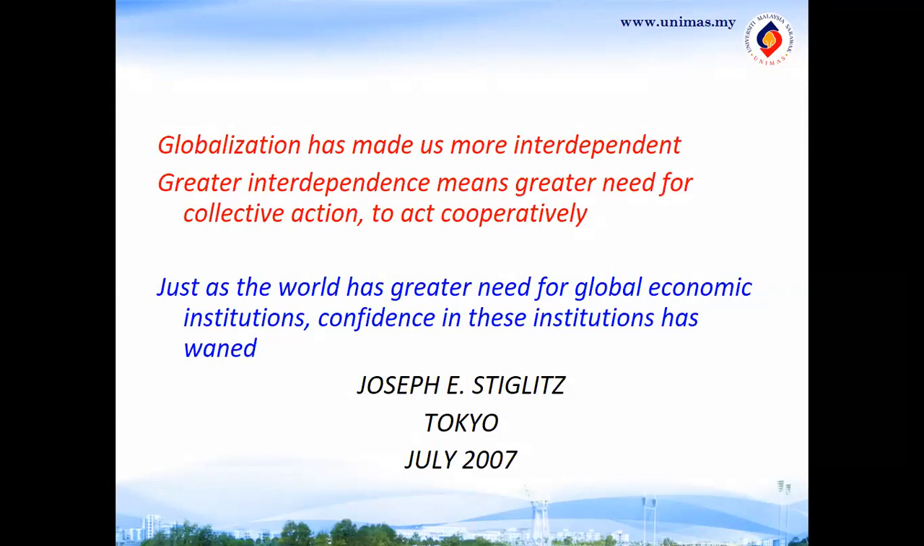Right? Okay, so this is Joseph Stiglitz in the year 2007, more or less summarizing what globalization is. So globalization, according to him, has made us in the world more interdependent, and greater interdependence means greater need for collective action to act cooperatively. That's the way it should be, yeah. But just as the world has greater need for global economic institutions, confidence in the institutions has waned ataupun telah berkurangan. Right? So it is the global economic institutions. A lot of people have little confidence, or growing loss of confidence, in these institutions.